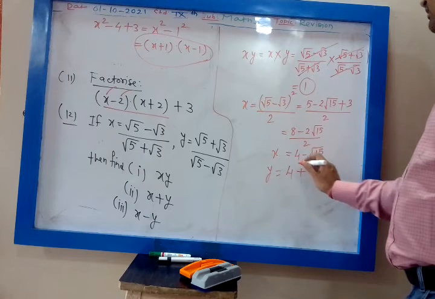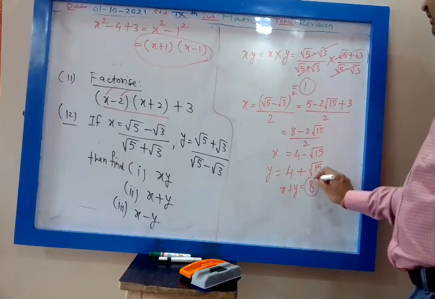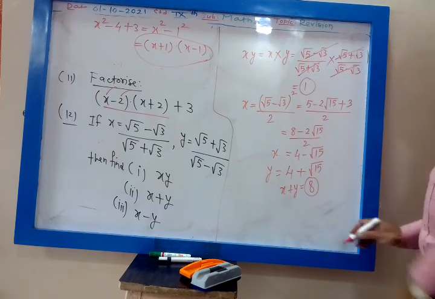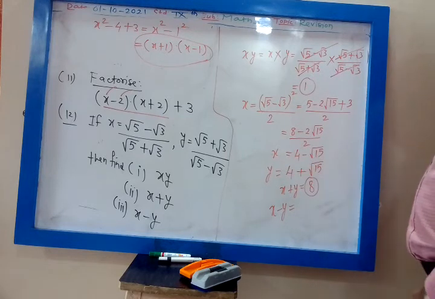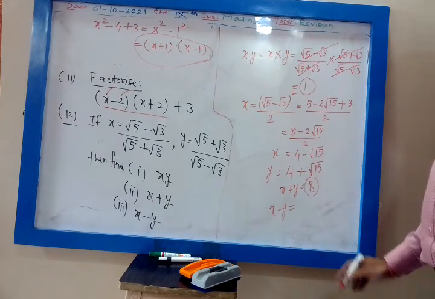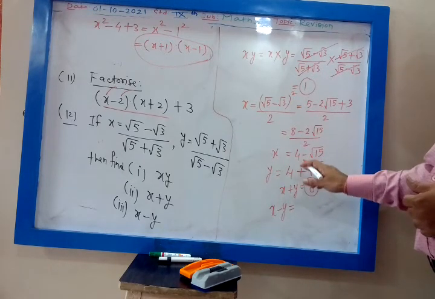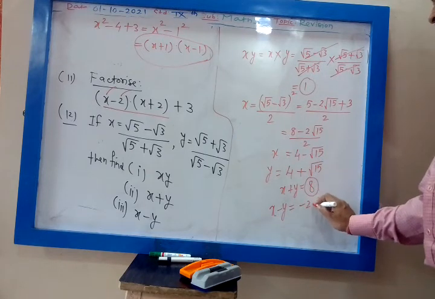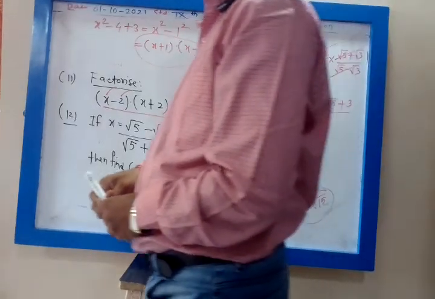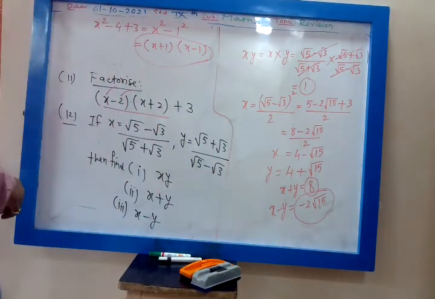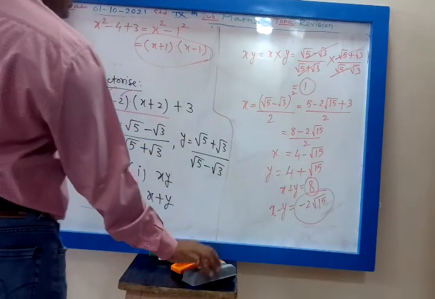Okay, so when you find x plus y, add them. x plus y will be 4 plus 4, 8. Minus root 15 gets cancelled with plus root 15. Then what about x minus y? x minus y, subtract, 4 and 4 get cancelled. What is the answer? Tell me. x minus y, 4 minus root 15 minus 4 minus root 15 will be minus 2 root 15. Yes? Are you waiting? Yes or no? Yes, Tanvi Patel, is it clear?